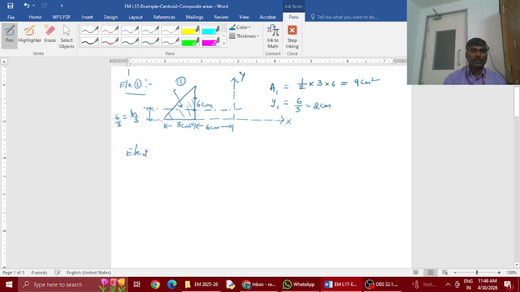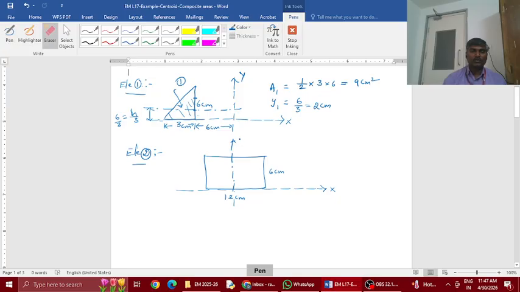Let us see, element 2 is a rectangle. Just try to draw the rectangle. So the rectangle is 12 centimeters in length and 6 centimeters in breadth or depth, what you call. The x-axis is at the base, the bottommost horizontal line, and the y-axis is passing through the centroid of the rectangle. So this is the y-axis, right?